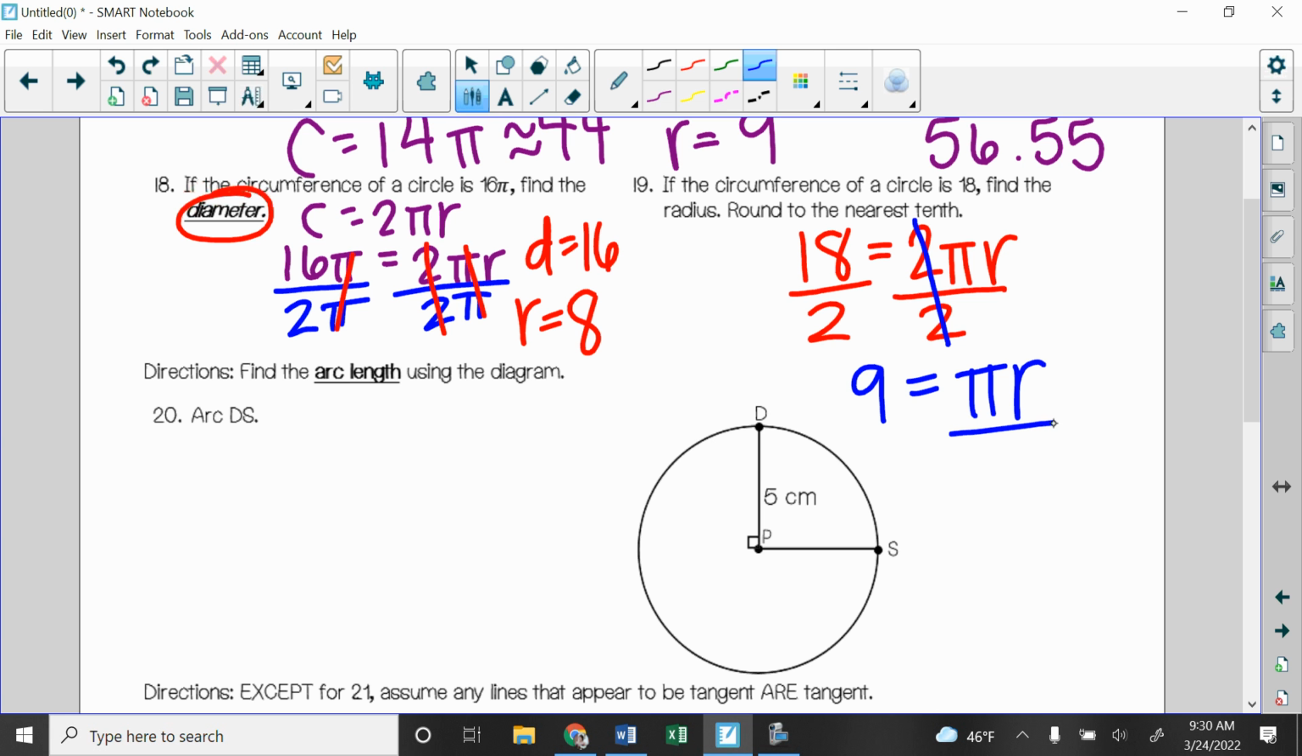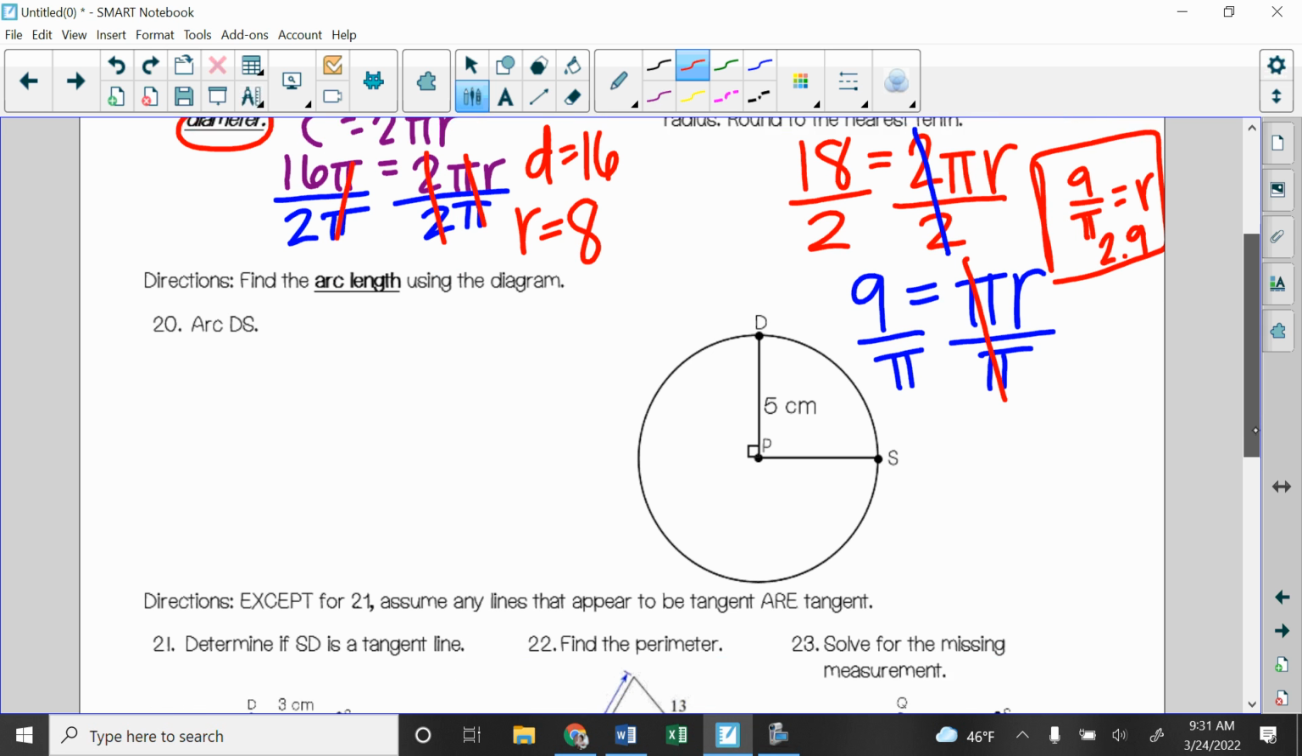Divide by pi. That cancels out these pi's. What is your radius? 9 divided by pi. It's not 9 pi, it's 9 divided by pi. That is the radius. You can type it into a calculator, and I think it's like 2.29. Unless it specifies, well, this actually, sorry, says round to the nearest tenth. So we should have had 2.9. Yep. I didn't read my own directions.